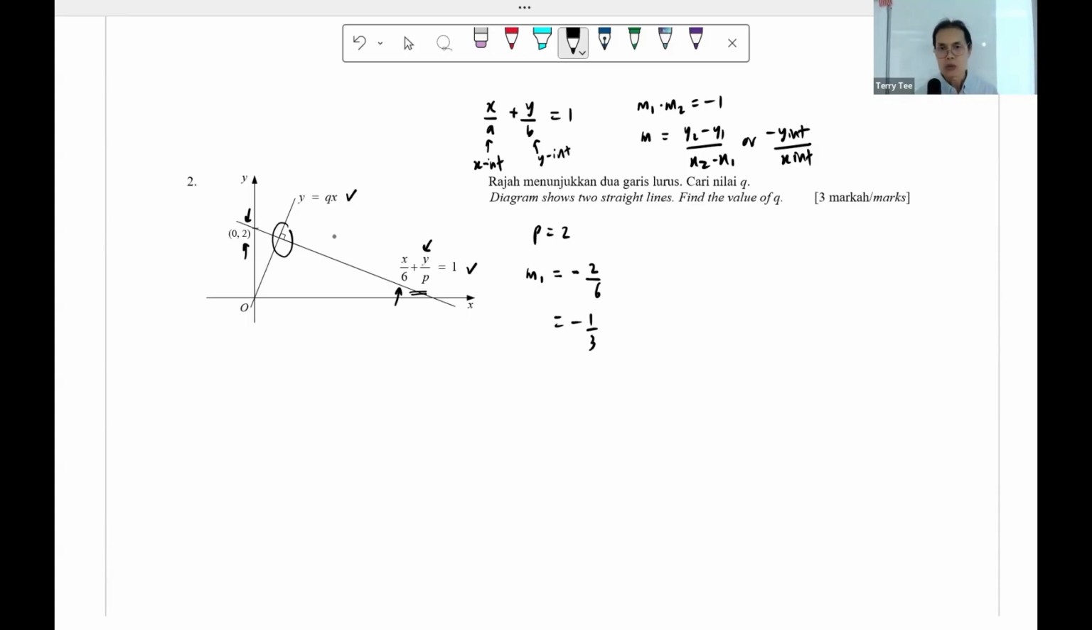Now, for m2, look at this line. This is in the form of y equals to mx plus c, where your m2 itself is what? What's m2? My m2 is q, right? The gradient is just q. Since they are perpendicular, we're going to use m1 dot m2 equals to negative 1. Your m1 is negative 1 over 3. Your m2 is q, the result is negative 1. So multiply over, what's your q? My q is 3.